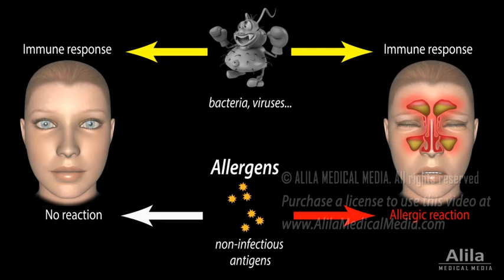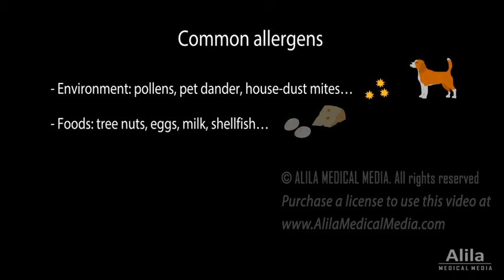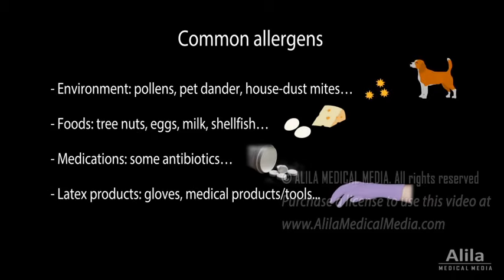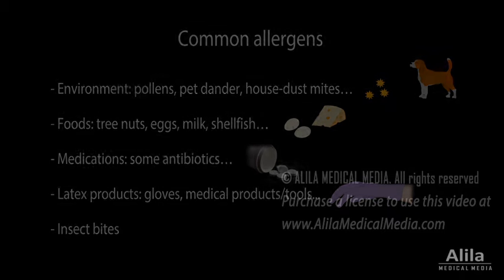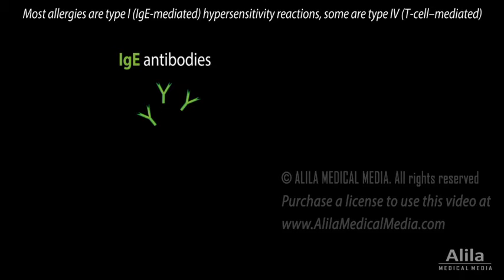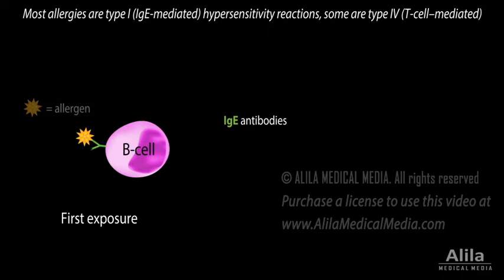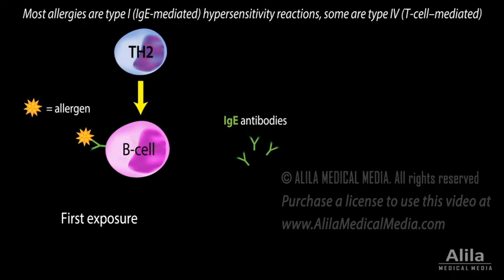Such substances, called allergens, can come from the patient's natural environment, foods, medications, latex products, or insect bites. Most allergies are mediated by a class of antibody called immunoglobulin E, IgE. IgE is produced when the body is first exposed to an allergen. Production of IgE is activated by a subtype of T lymphocytes, known as type 2 helper T cells, TH2.